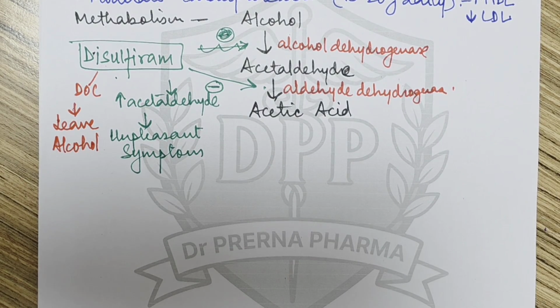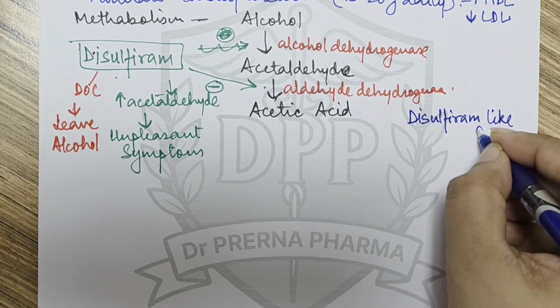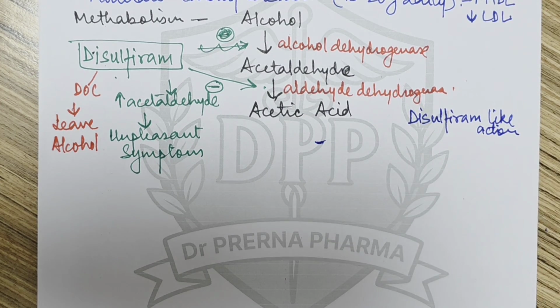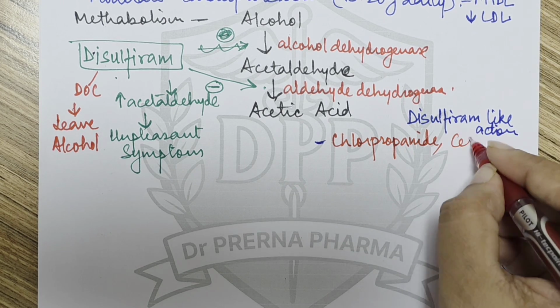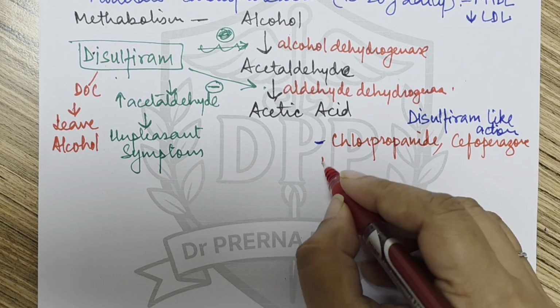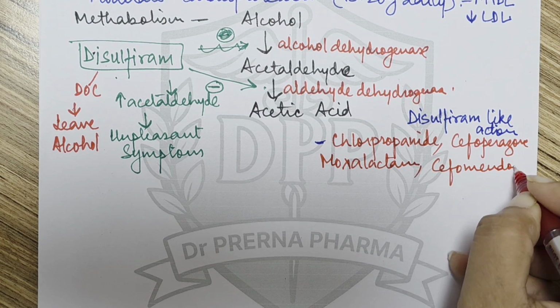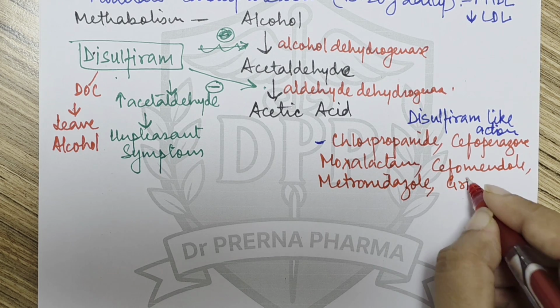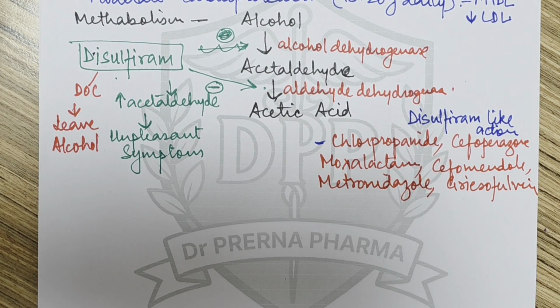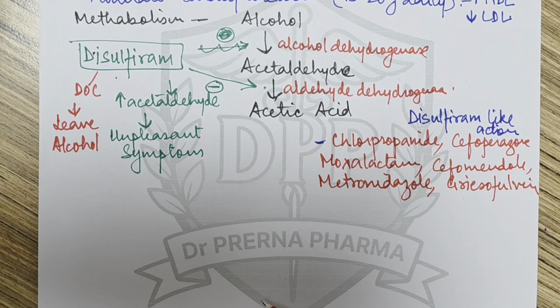Now there are some more drugs which have action like disulfiram. So what are those drugs? Disulfiram-like action. They are chlorpropamide, cefoperazone, moxalactam, cefamandole, metronidazole, griseofulvin. So these are some drugs which have a disulfiram-like action, and if they are given to a patient who is alcoholic, then they can result in accumulation of acetaldehyde and lead to severe distressing reactions.